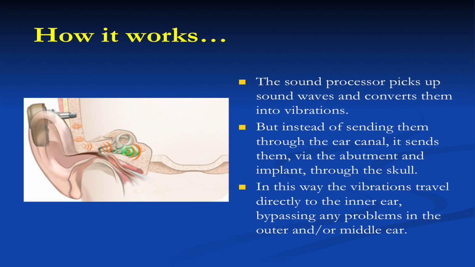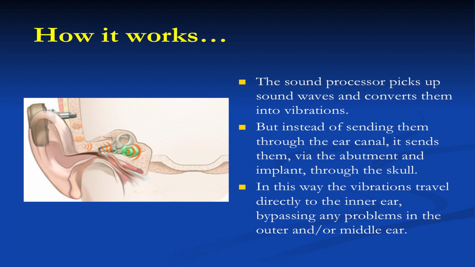So here is how it works. The processor picks up the sound and converts it into vibrations, which are communicated to the skull bone, and they travel through the skull bone to the cochlea. Those vibrations or sounds do not have to travel through an ear canal or through the middle ear bones in order for the sensory organ to pick it up. The sensory organ, which in atresia or a conductive hearing loss is functioning normally, is then able to transmit those vibrations into electrical signals that the brain can understand.